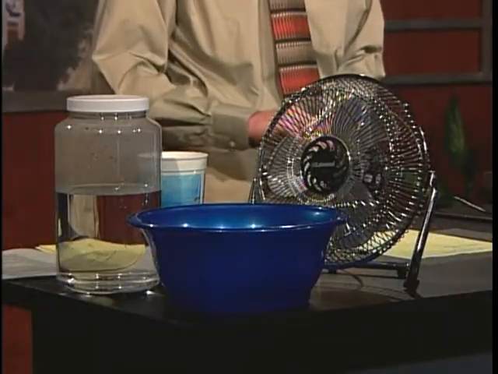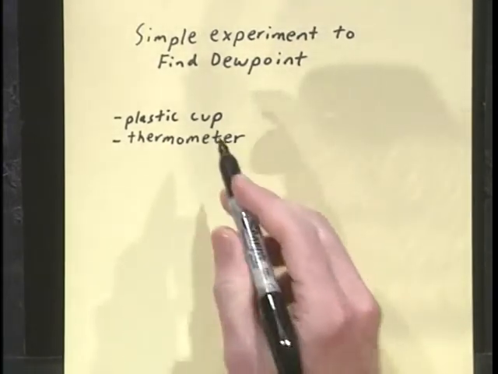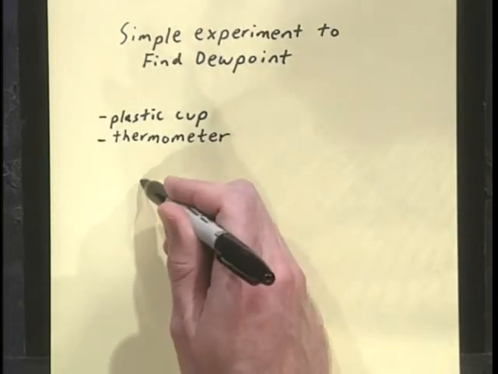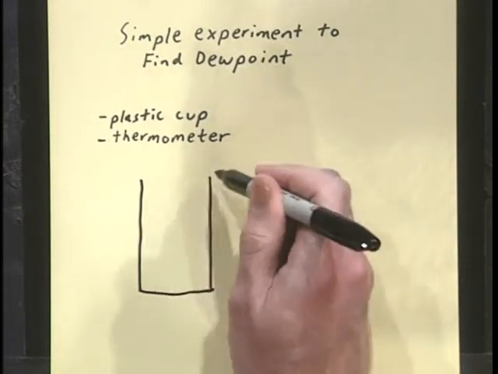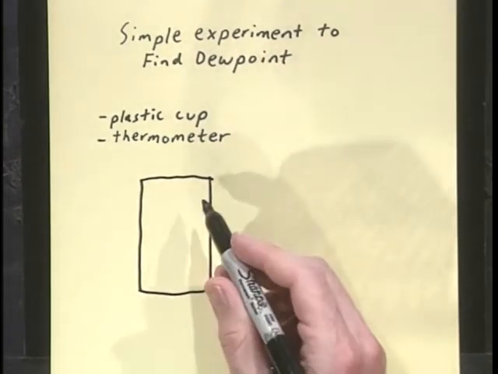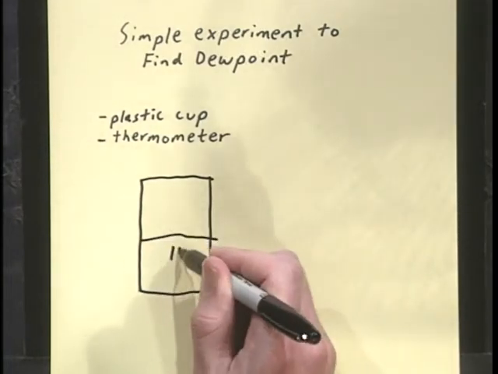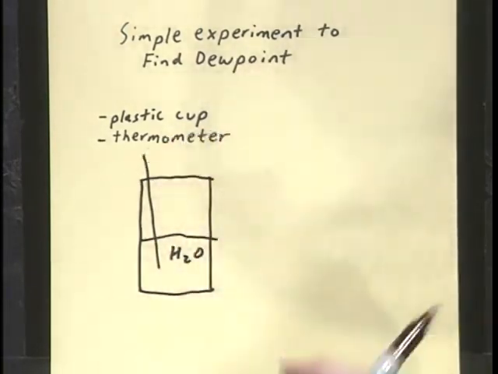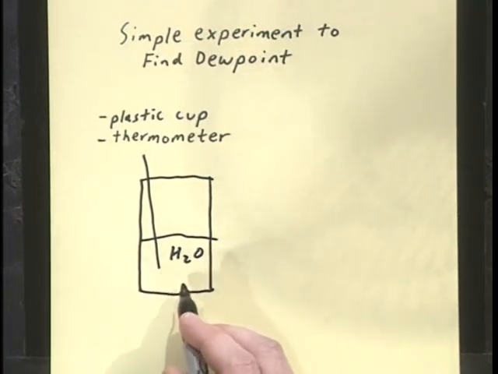The materials that you're going to need are a plastic cup and a thermometer. So we'll start off by diagramming our cup here, and you want to fill this plastic cup. A metal cup will work well also, metal or plastic. Fill it about halfway with water, and then submerge the thermometer into the cup. And the water in here will be at room temperature.